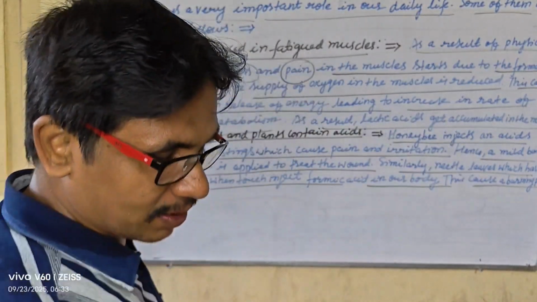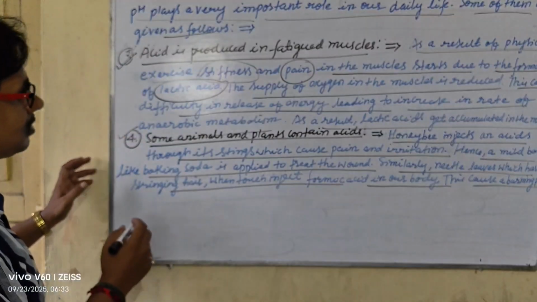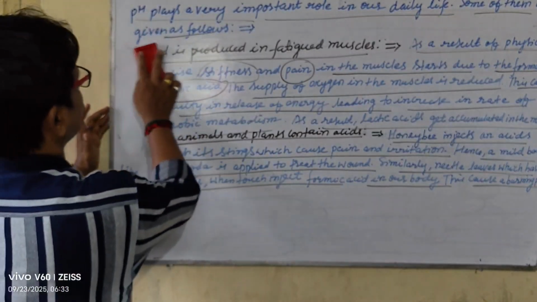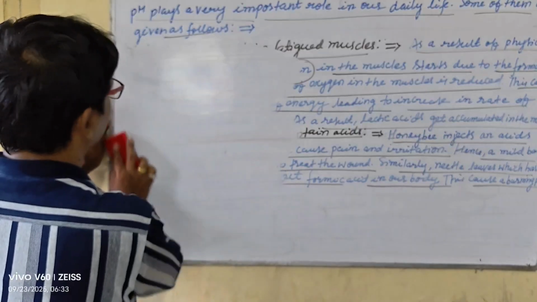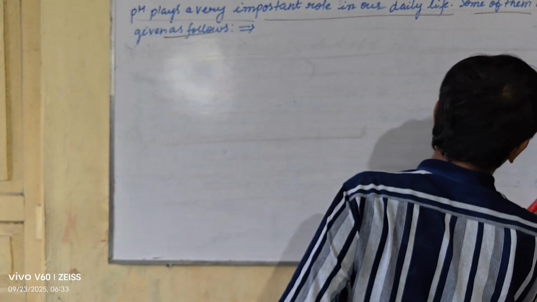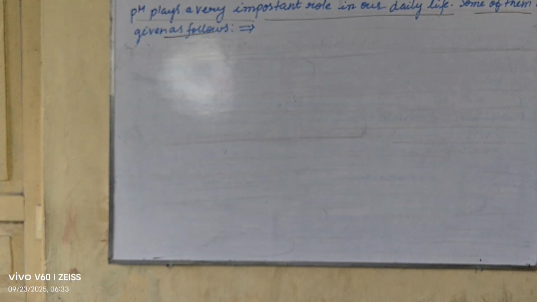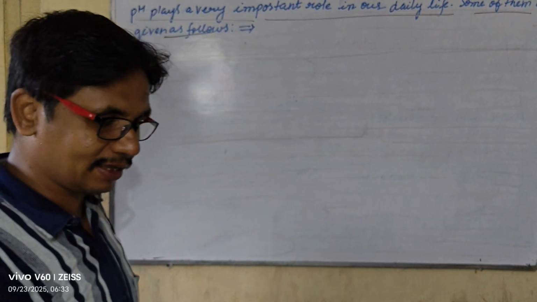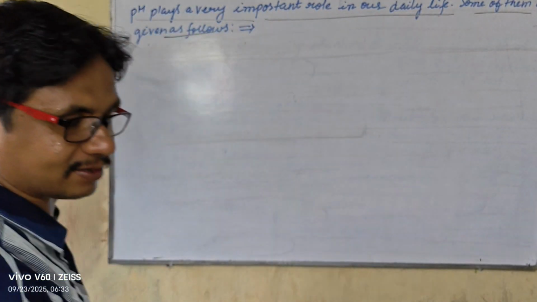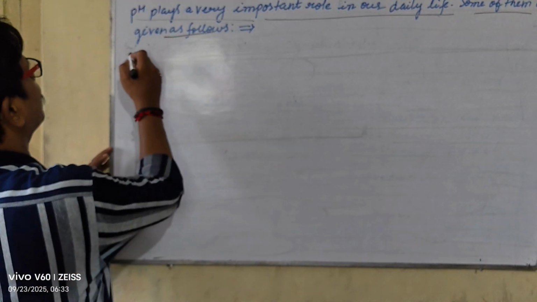The next one is that the brilliance of a tarnished copper vessel can be restored by using acid. Next one is point number 5. There are six points: first is pH in our digestion, acid causes tooth decay, acid produced in fatty muscles, some animals and plants contain acid, and the brilliance of a tarnished copper vessel.